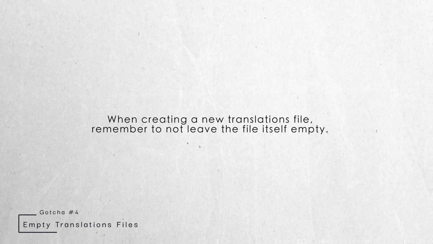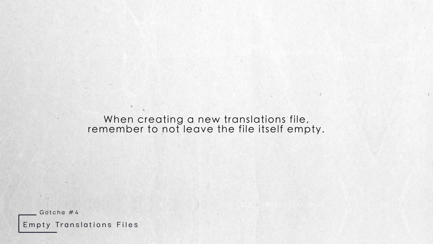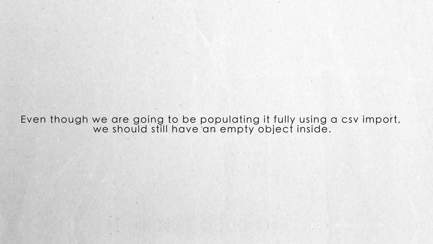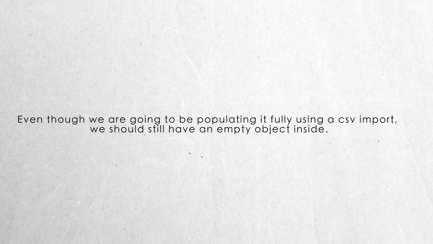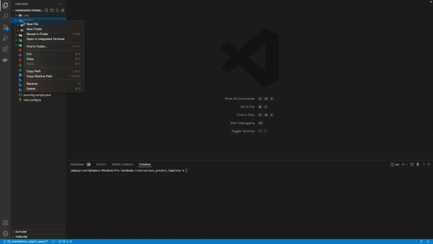Okay, and gotcha 4. We're not going to manually populate this new translations.json file, but we can't leave it empty either, as this will cause the script execution to break. For any new translations.json file that is currently empty, make sure to put an empty object inside. So within the Chinese translations.json file, just add the following. Now, in the Locales folder, add a new folder called i18n. Within here, add a translations.json file.